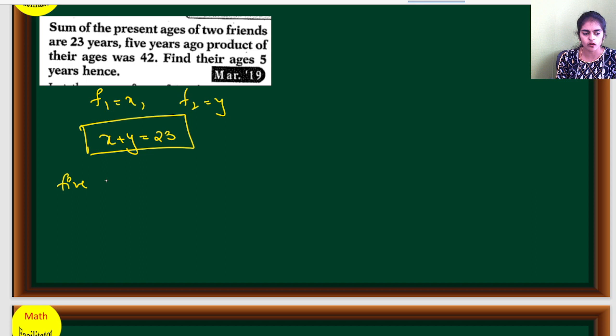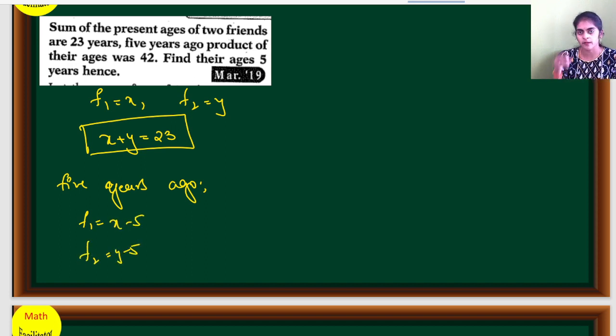So 5 years ago, always remember, if you are talking about the past age, 5 years ago or 10 years ago, if I am talking about the past age, I'll have to subtract. So 5 years ago, friend 1's age will be X minus 5, friend 2's age will be Y minus 5. So from the present age, you will subtract 5. So the product of their ages 5 years ago is 42.